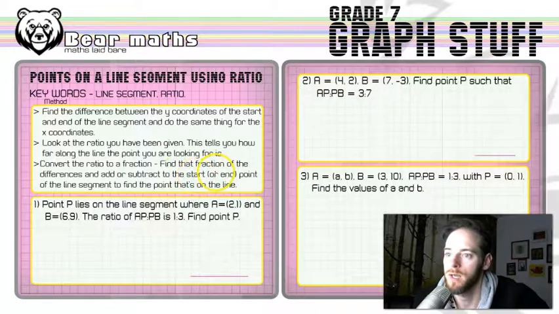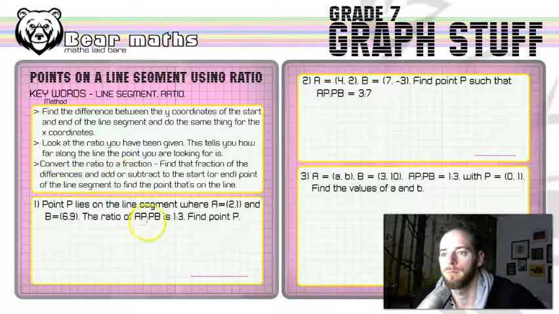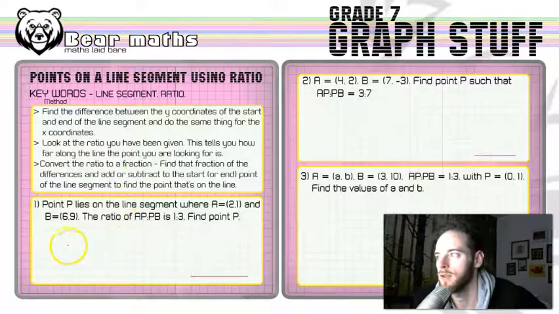Depends where you're going from. If you start at A, then you might need to add on. If you start at B, you might need to take away. So do that. Add or subtract to the start point of the line segment to find the point that is on the line. Find exactly where it is, what coordinate it's on.